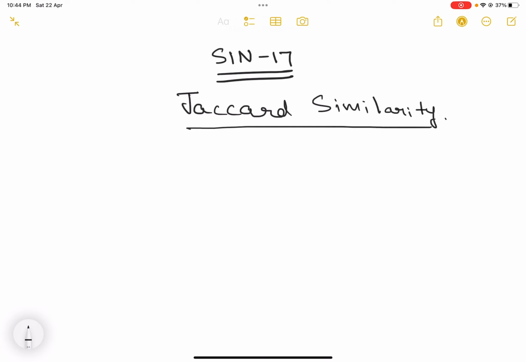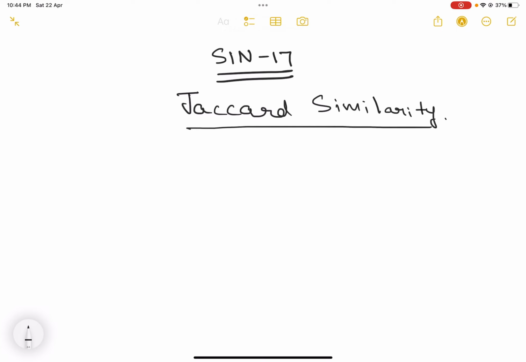So now what is Jaccard's similarity? Jaccard's similarity is basically a measure that helps us understand how close two sets are to each other. Okay, so it is basically the distance between two sets or two documents.